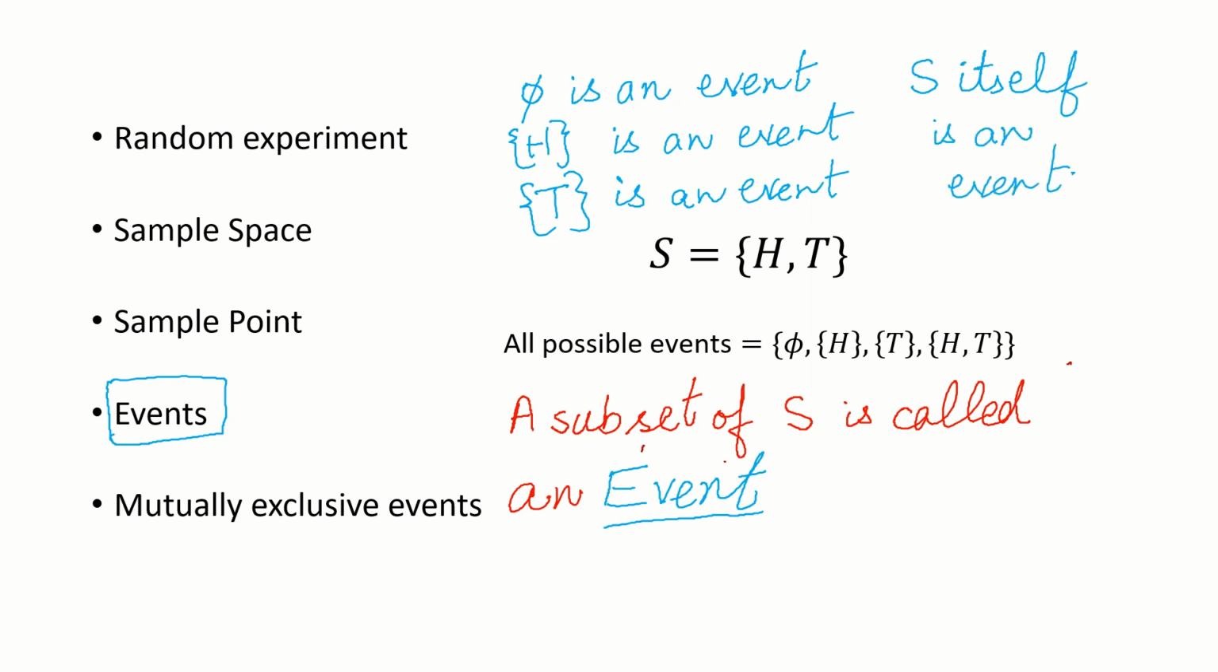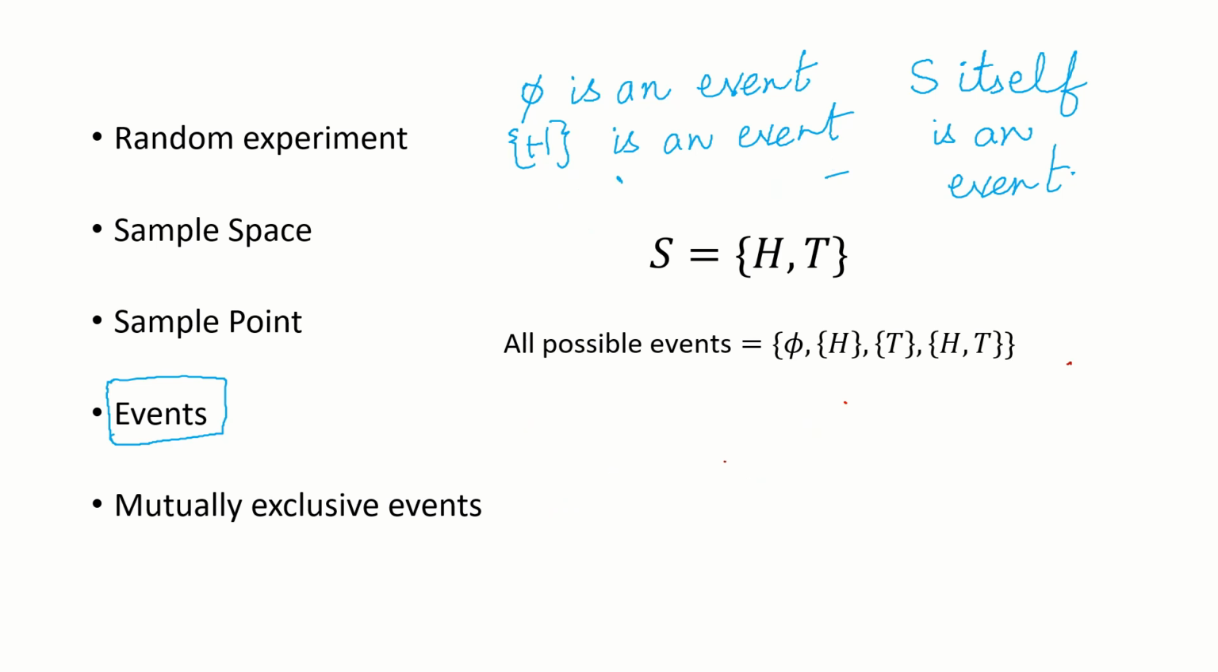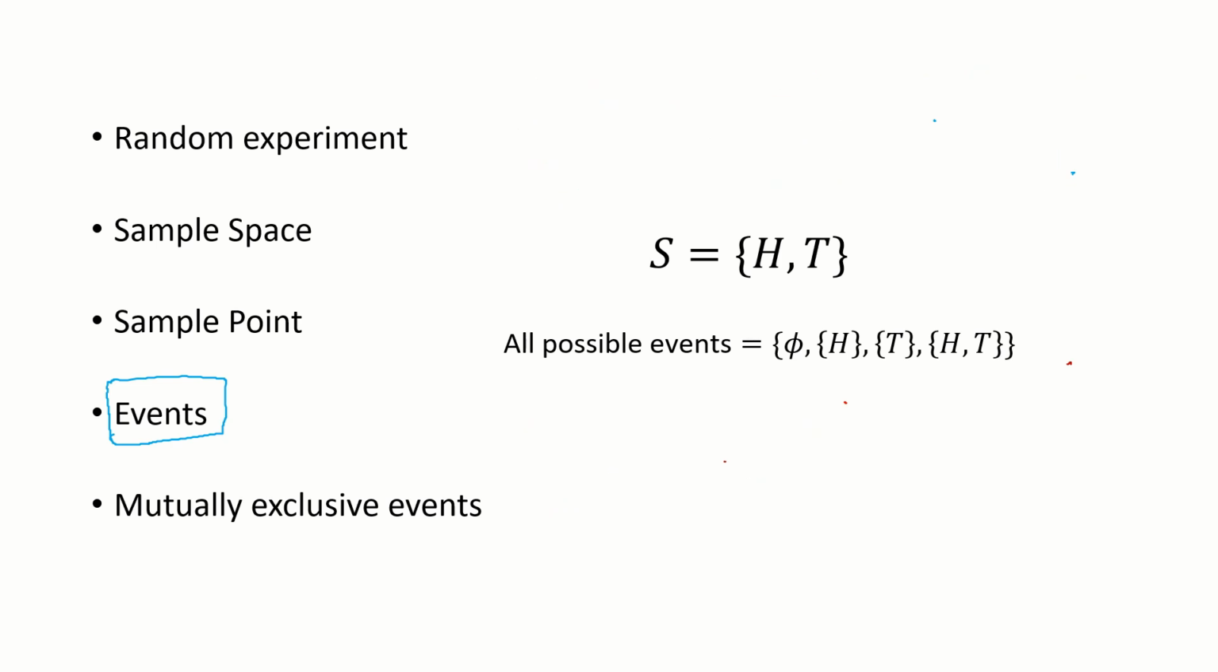If you have studied set theory, you would know that if a set has n elements, the number of all subsets of that set is equal to 2 raised to the power n. Therefore, there can be 2 raised to the power n possible events that can happen if a random experiment has n possible outcomes.